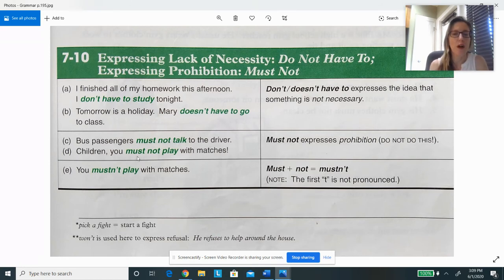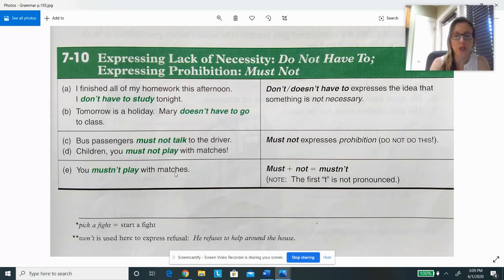Now, people often make a contraction out of must not. You mustn't play with matches, okay? So notice here, when you make it negative, you don't hear this T. Mustn't, mustn't. You mustn't play with matches.